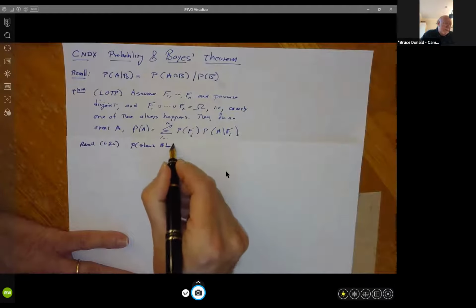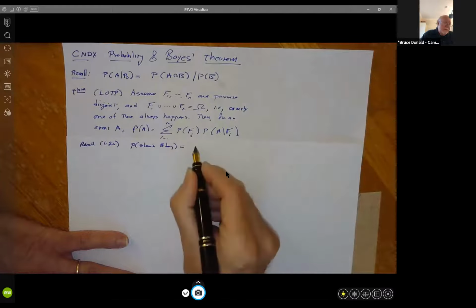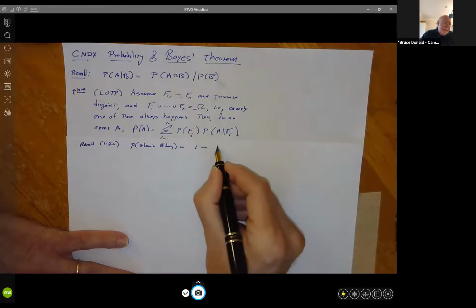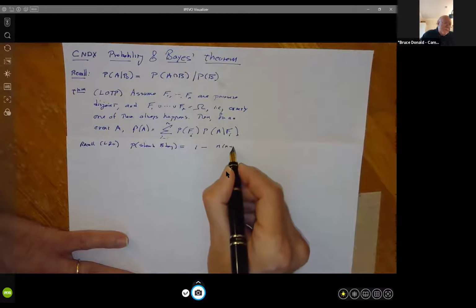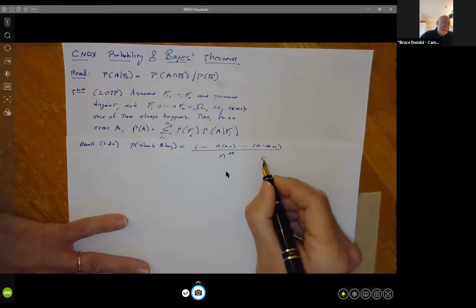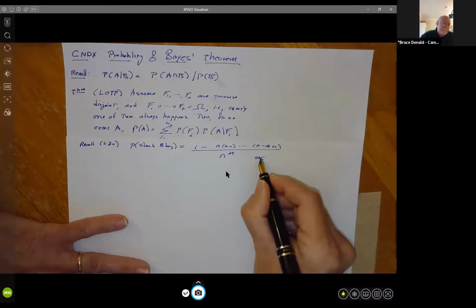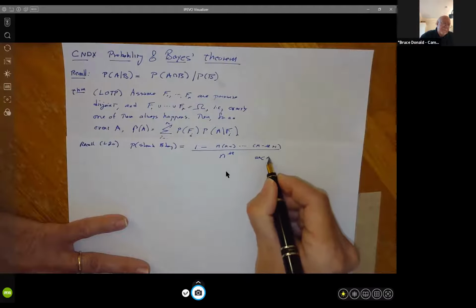So the probability of a shared birthday, say in a class of size k, is equal to 1 minus n times (n minus 1), all the way down to (n minus k plus 1), over n to the k. I'll just write that here. This is the unconditional probability of a shared birthday.